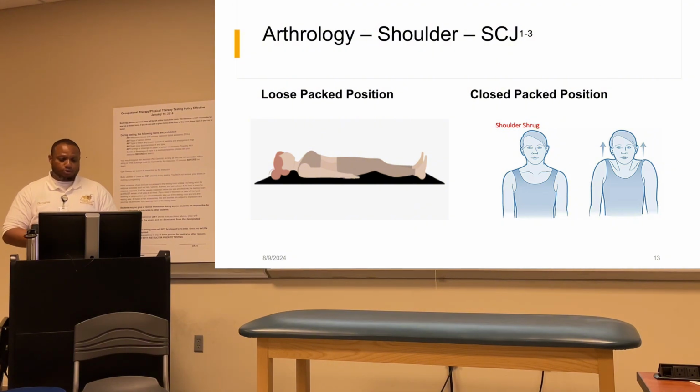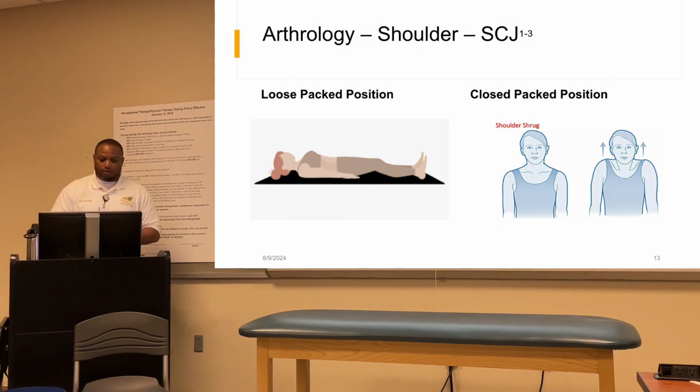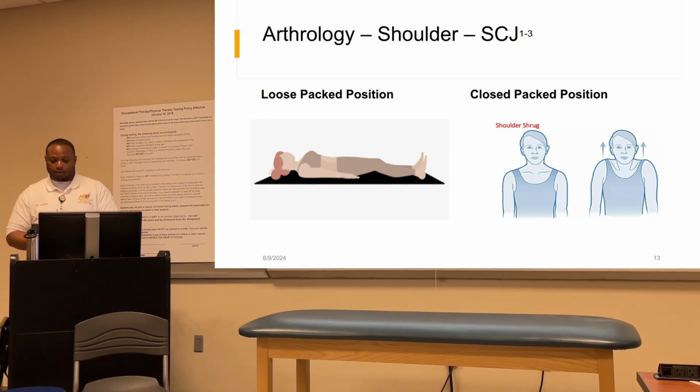Here's some visuals for loose pack position, arm resting at the side. However, we will add a towel roll to that for the loose pack position to help maintain that loose pack position. And the closed pack position is full elevation of the shoulder joint complex for the closed pack position for the sternoclavicular joint.